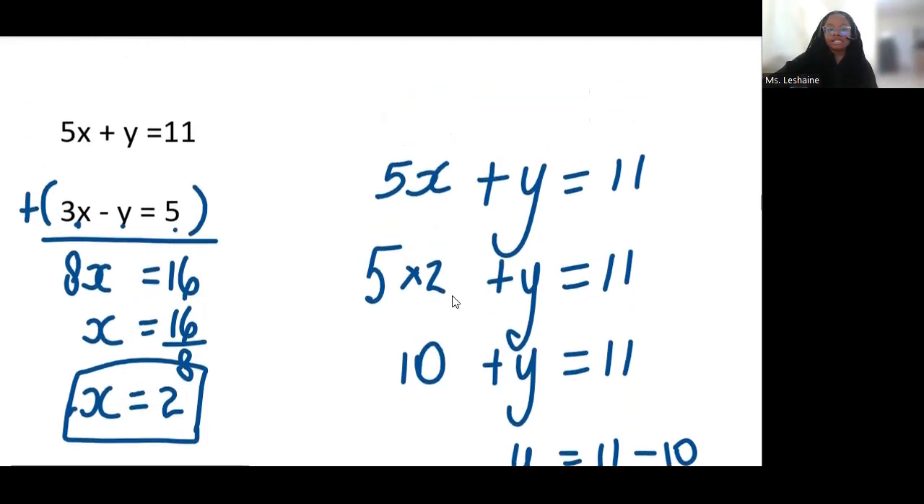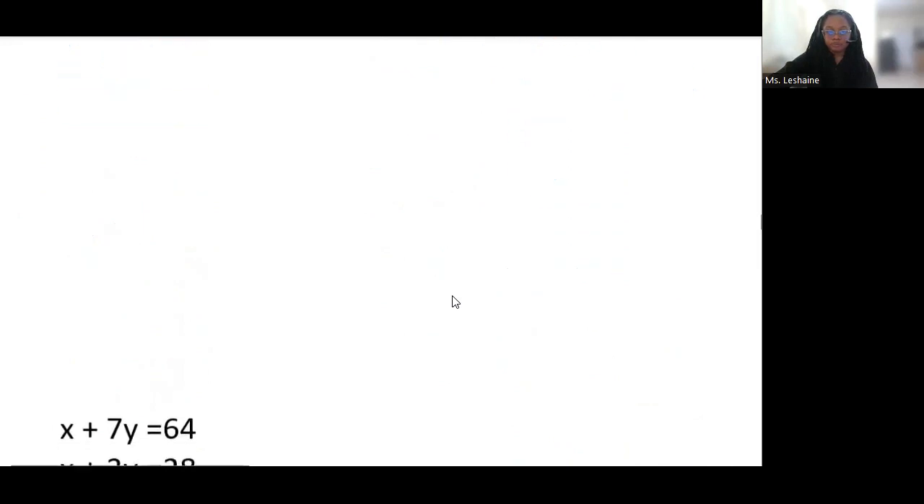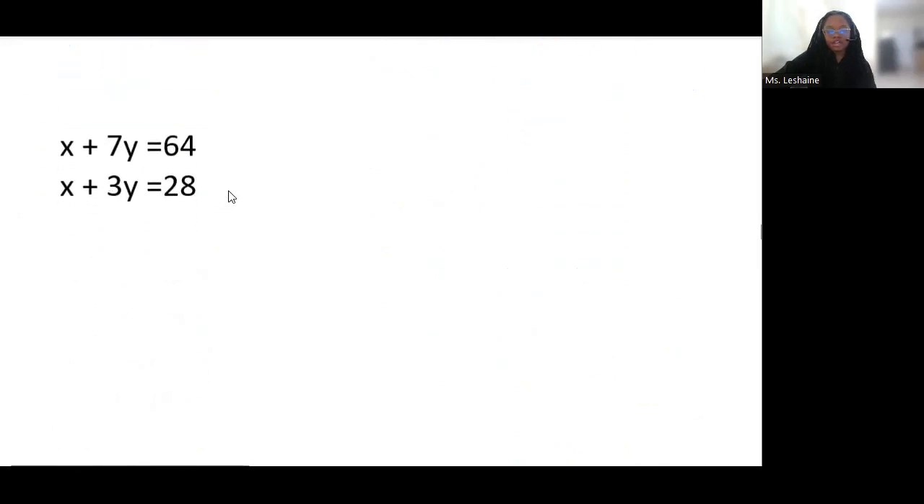Now we're going to take a look at another problem. What if I gave you this problem? Do we have any terms that are the same? Yes, we do. Notice that I have two x's right here. Now, do they have the same sign? Notice that this is a positive x and this is also a positive x. So they do have the same sign. And we know when they have the same sign, we subtract.